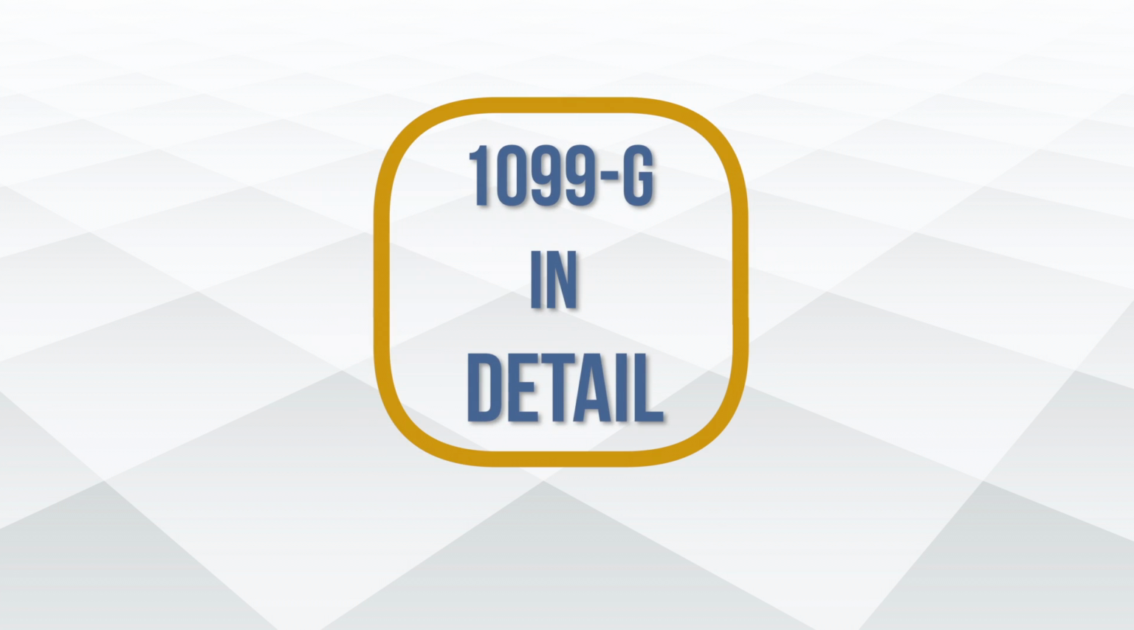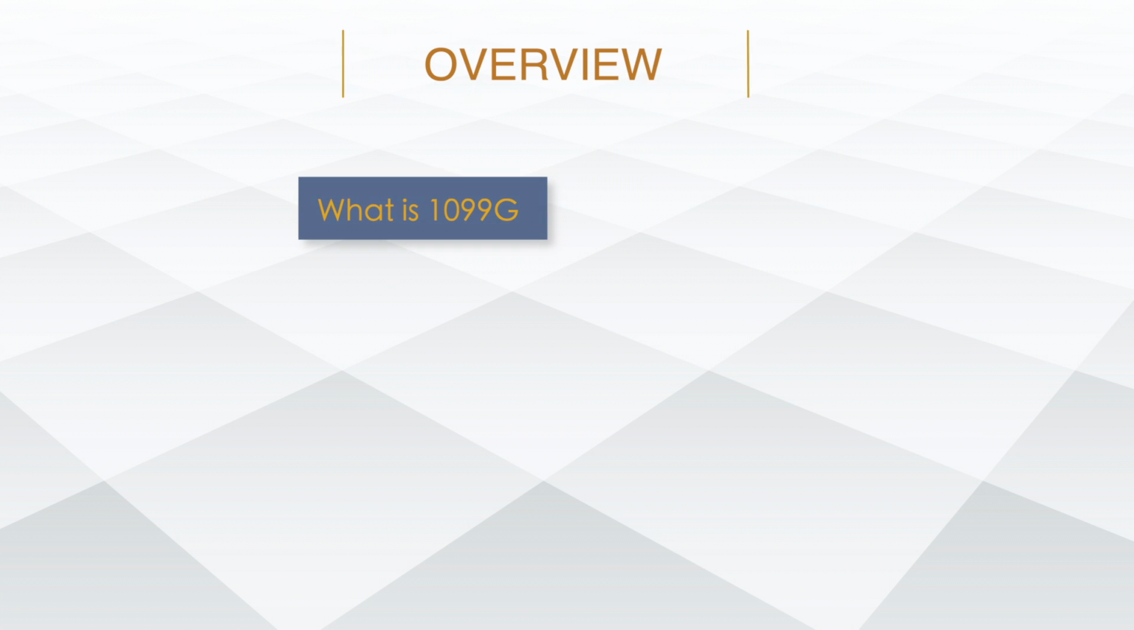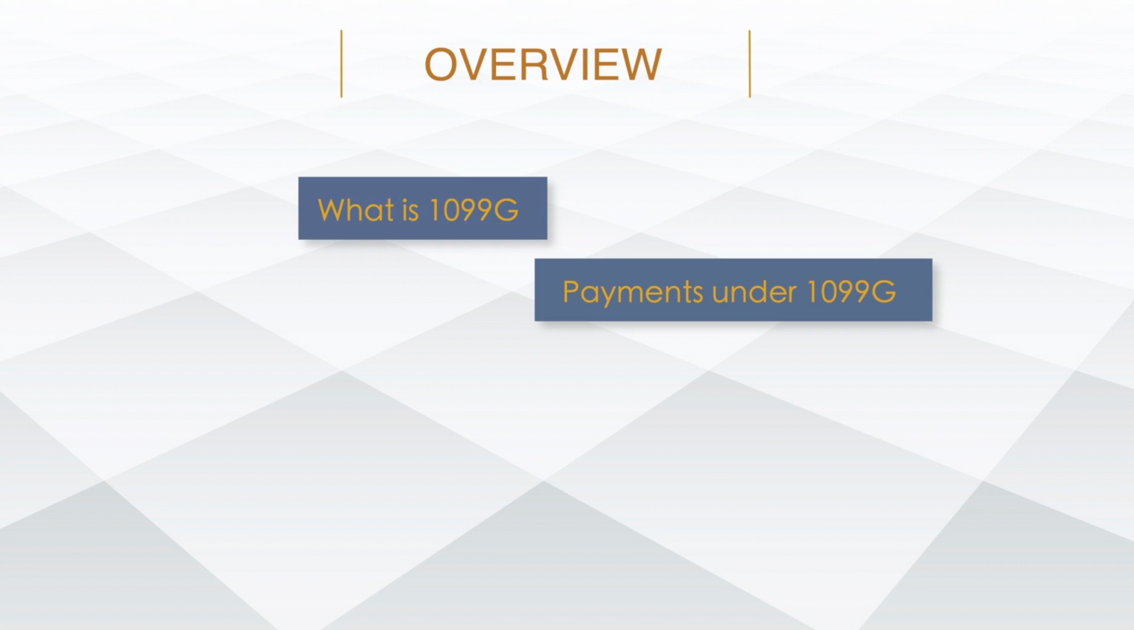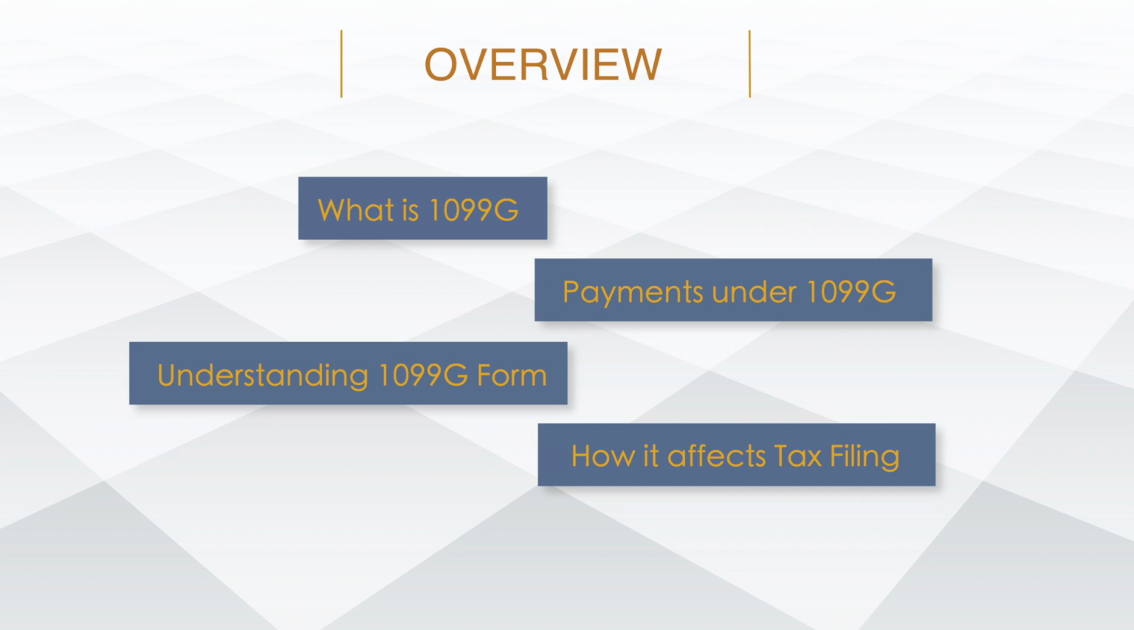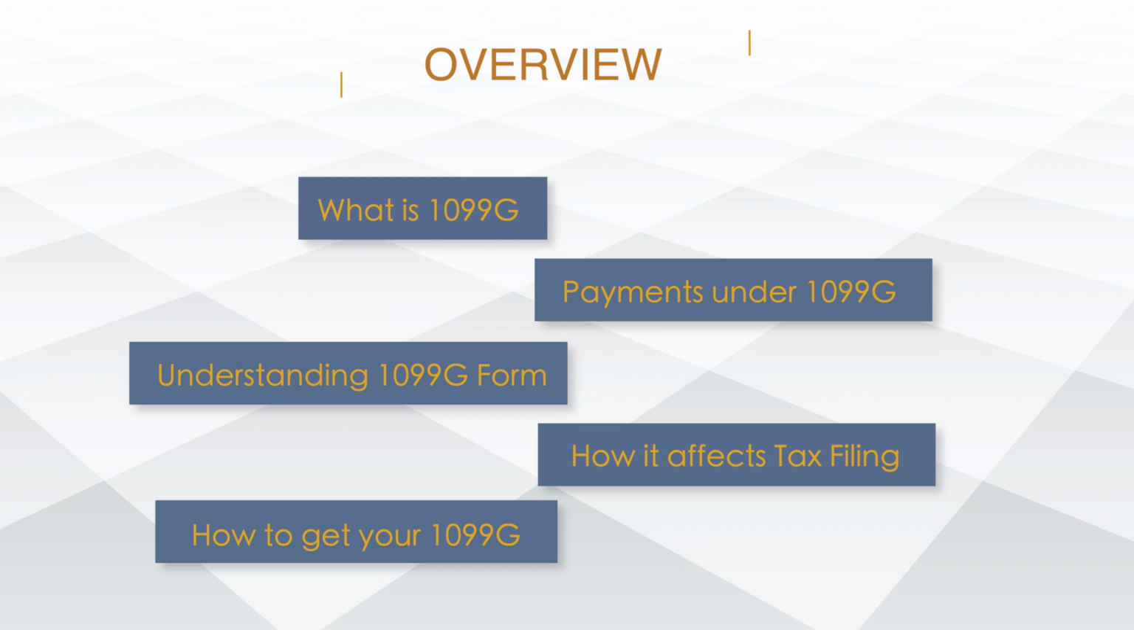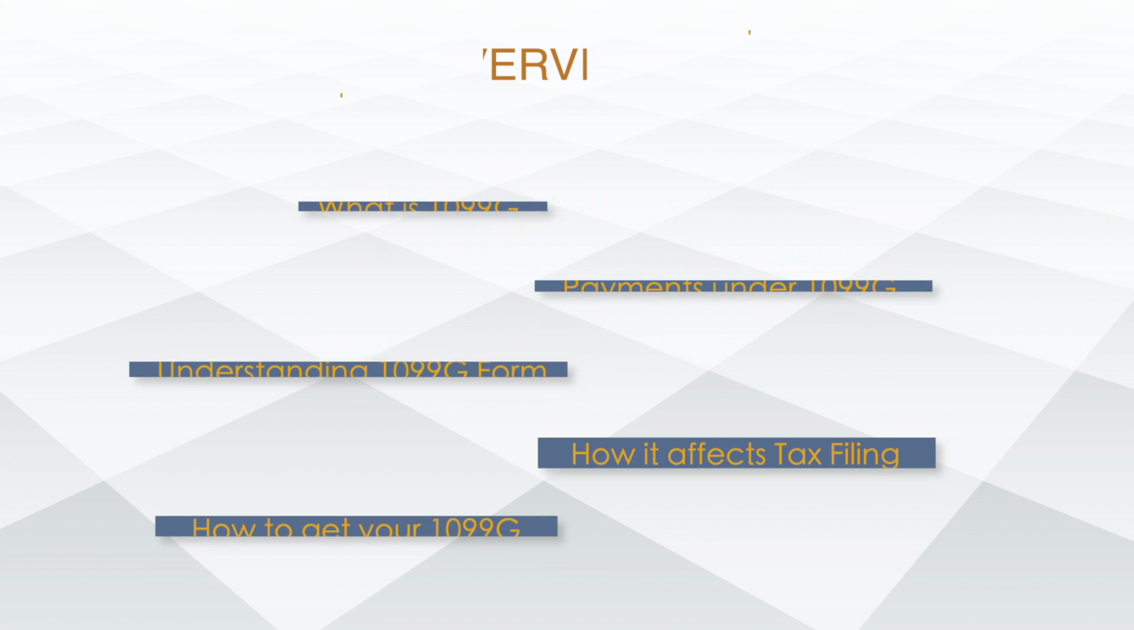What is a 1099-G and why do you need one to file your 2020 taxes? Especially if you have taken unemployment benefits or certain government benefits for that matter. In this video, we'll see what 1099-G is, what different types of payments fall under 1099-G. We'll go over the 1099-G form in detail, how 1099-G affects your taxes, and finally, we'll see a step-by-step guide on how to get your 1099-G form.